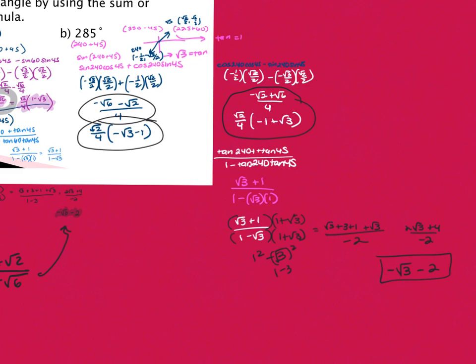Questions on those? So again, I know it's a lot of work to do all three. You're not going to do all three every time. You just don't know if your version of the test is going to have you do sine or cosine or tangent. You need to be prepared to do them all. Yeah.